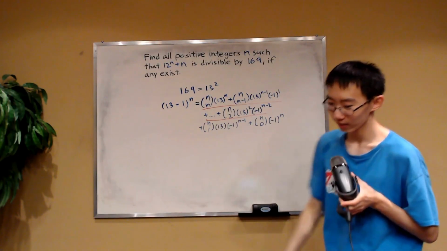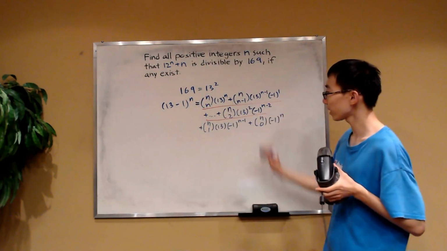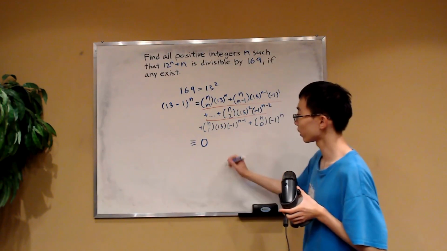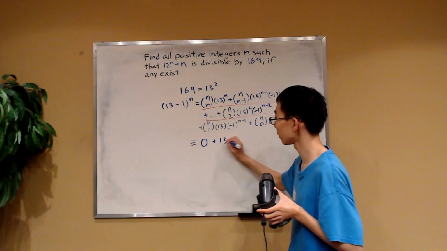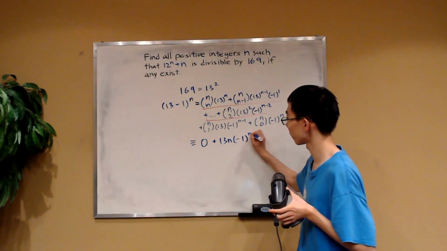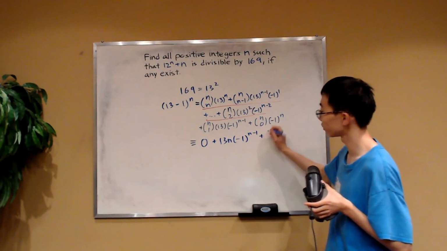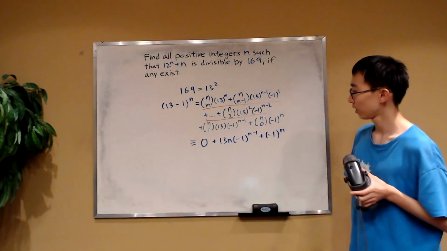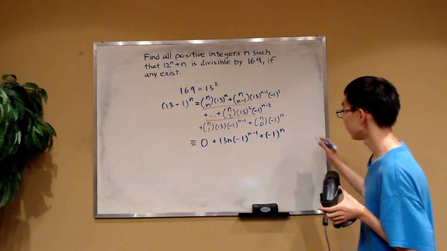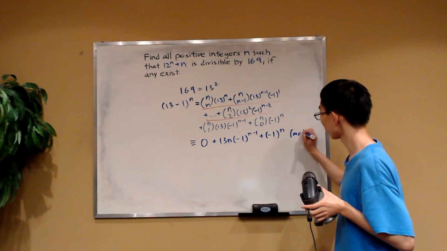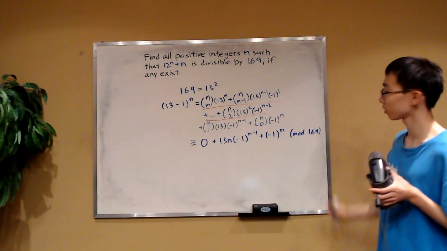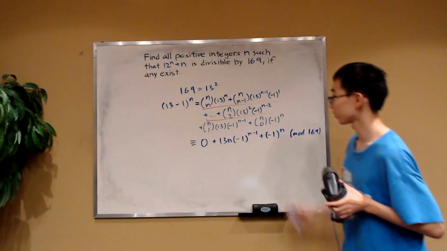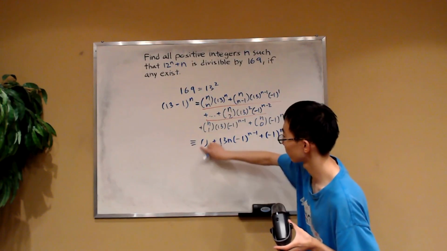So therefore, this entire expression is congruent to, everything in red is 0, and then this over here is just 13 times n, times negative 1 to the n minus 1, and then plus n choose 0, that's 1, and then we just have negative 1 to the n. And this looks much, much better. In fact, this is in mod 169, mod 13 squared. So this is going to be very convenient. And of course, we can simplify this. We don't need the 0, right?